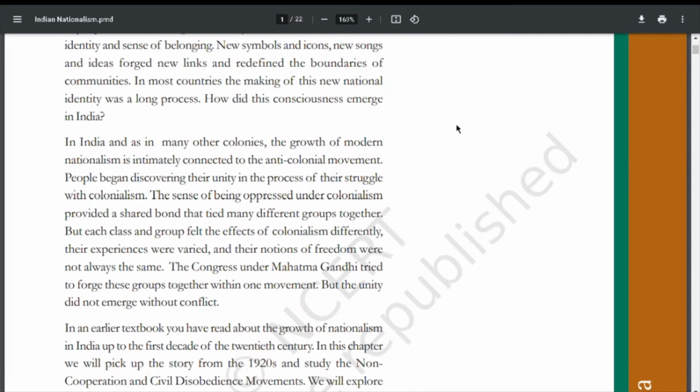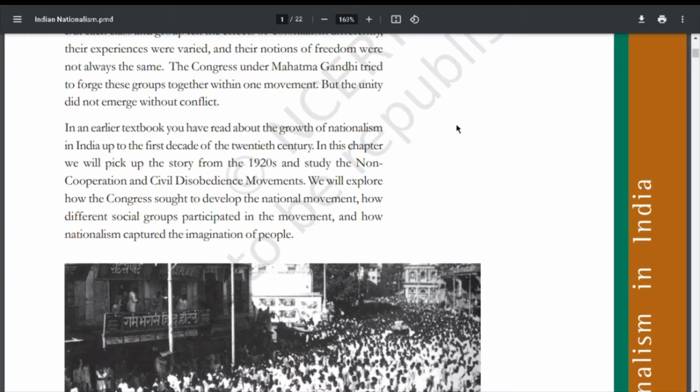without conflict. In an earlier textbook, you have read about the growth of nationalism in India up to the first decade of the 20th century. In this chapter, we will pick up the story from the 1920s and study the non-cooperation and civil disobedience movements. We will explore how the Congress sought to develop the national movement, how different social groups participated in the movement, and how nationalism captured the imagination of people.